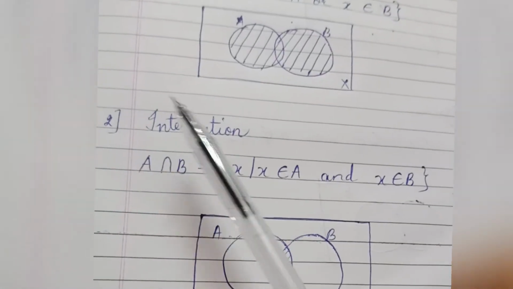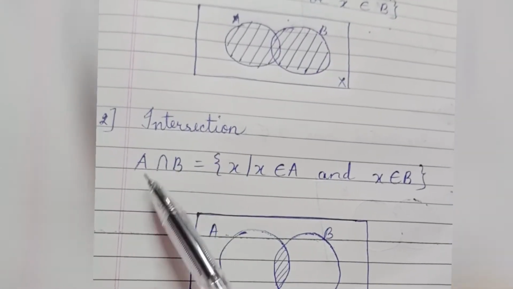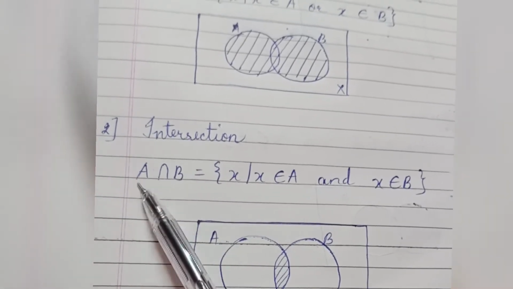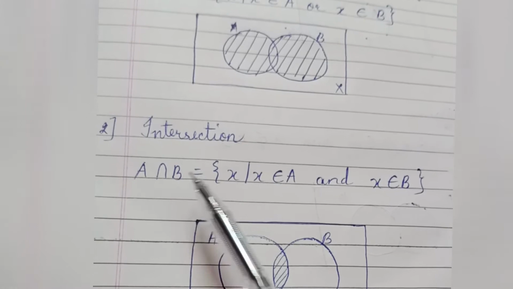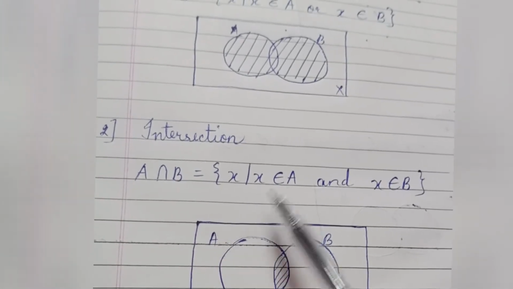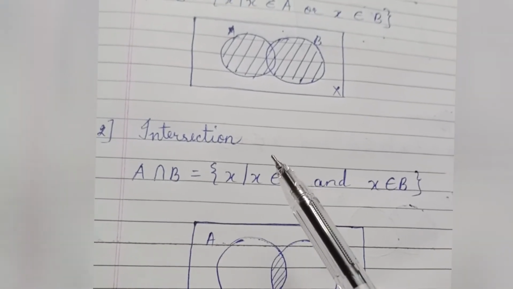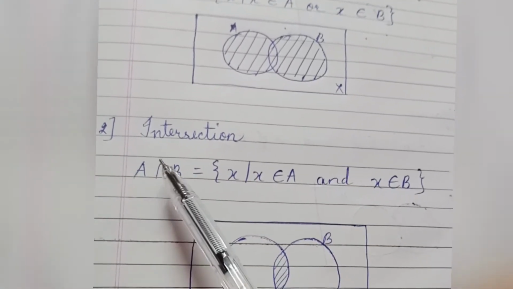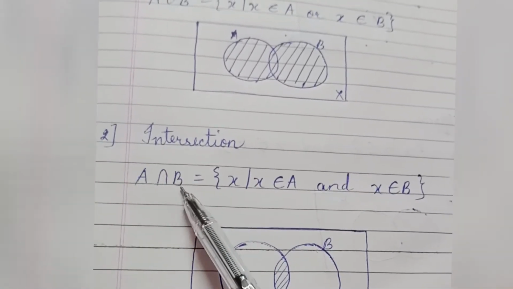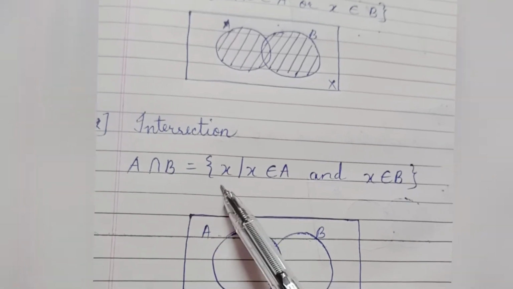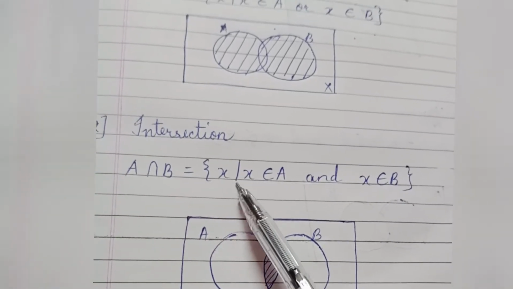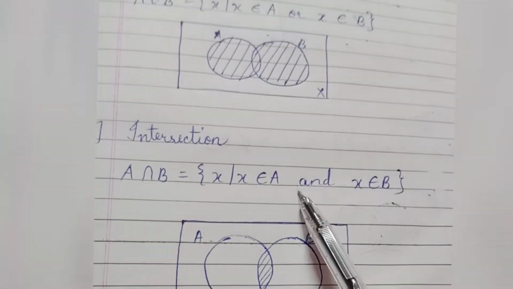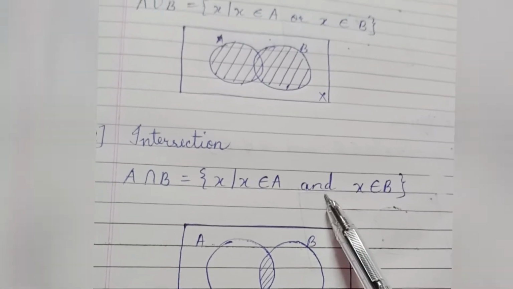The second operation is intersection. The intersection of the two sets A and B is denoted as A intersection B, and it represents all the elements from the universe that belong to both sets A and B. This is also known as logical AND. So it can be written as X such that X belongs to A and X belongs to B. So here the AND operation is used.